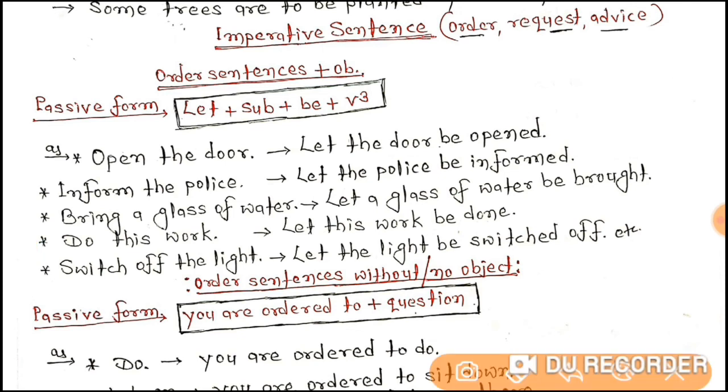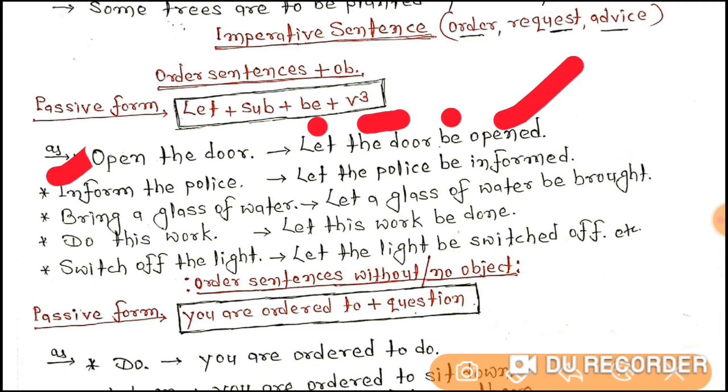You can say the first example is open the door. So open what? So the door. So the door is object. So the door will become what? Subject. But you have to start your sentence with what? Let. So I have just started the sentence with let, and then the door as subject. Let the door, and then what? Be, and then as V3 open has become opened. Okay? So let the door be opened.